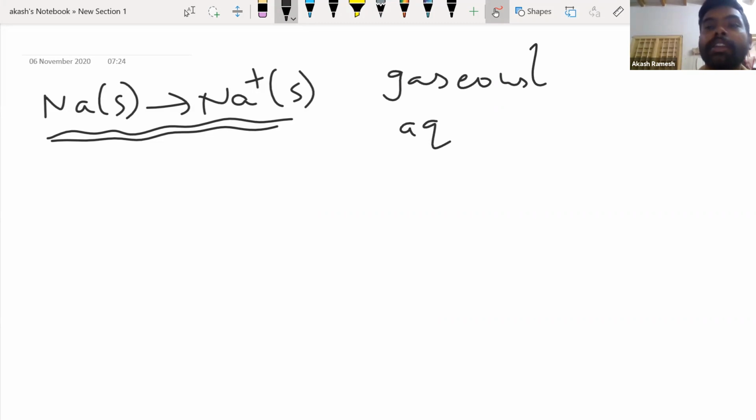So only in these 2 states, people, are ions possible: in gaseous phase or an aqueous phase. So this is absolutely not possible. In solid state, you cannot form ions. So now obviously the first step itself is wrong, right? So let me wrap this off.